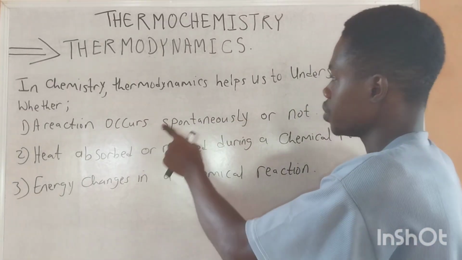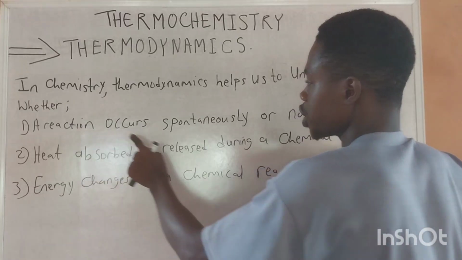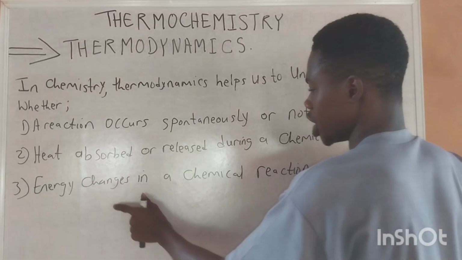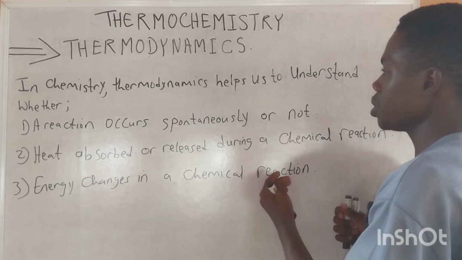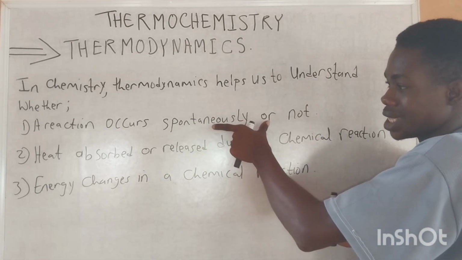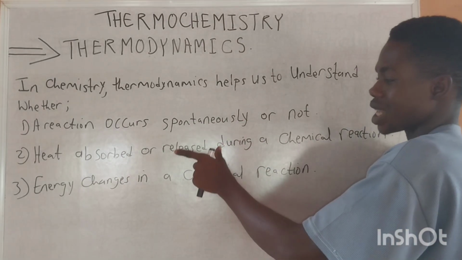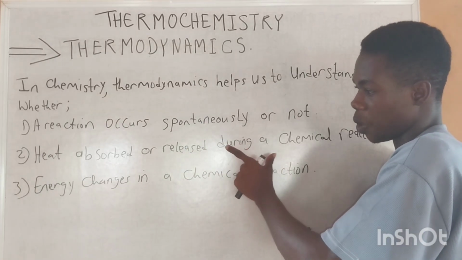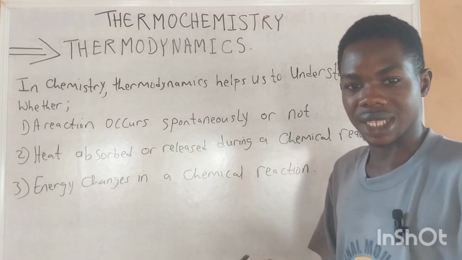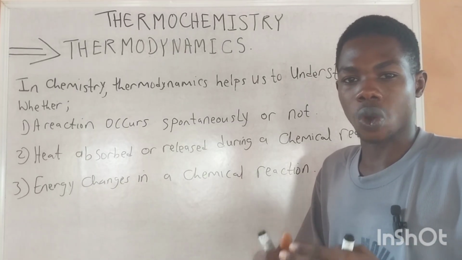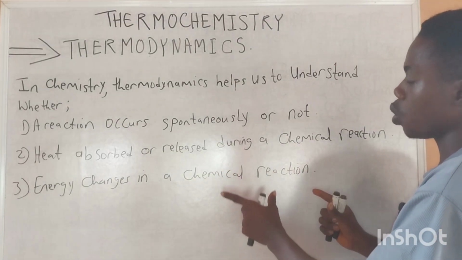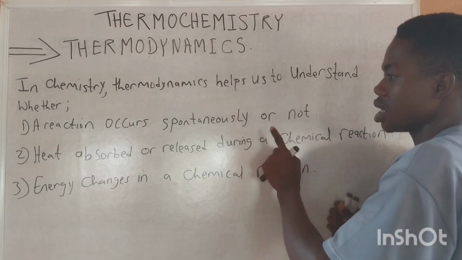In chemistry, thermodynamics helps us to understand, number one, whether a reaction occurs spontaneously or not. I will explain this later on. Number two, heat absorbed or released during a chemical reaction, which was about endothermic and exothermic reactions, which I've explained in my previous video. And the last one, energy changes in a chemical reaction. Earlier, when defining thermodynamics, I said it is a branch of chemistry that studies energy changes, heat transfer, and work in chemical and physical processes. All these are understood with the help of thermodynamics.